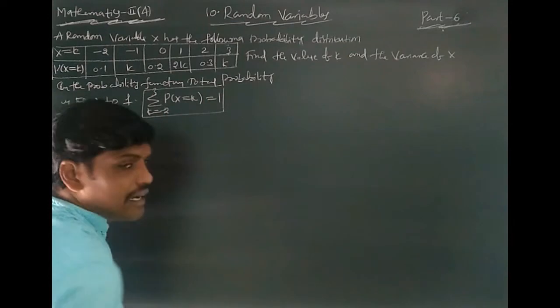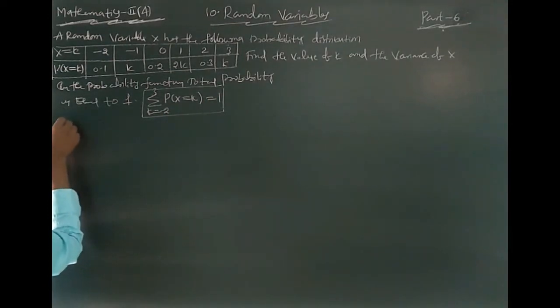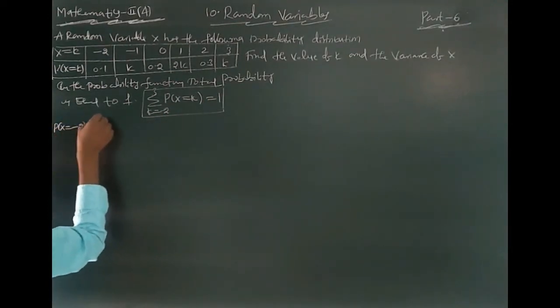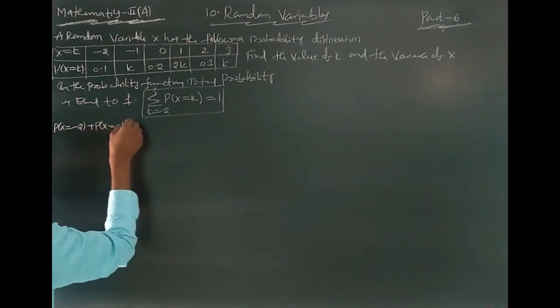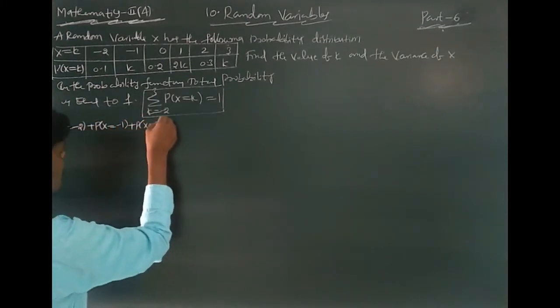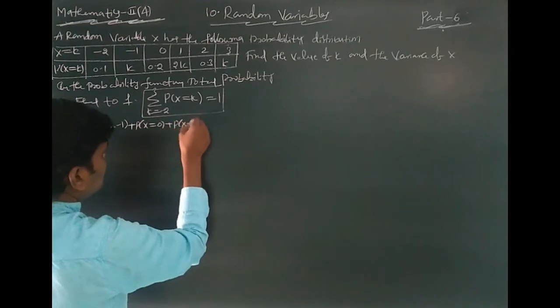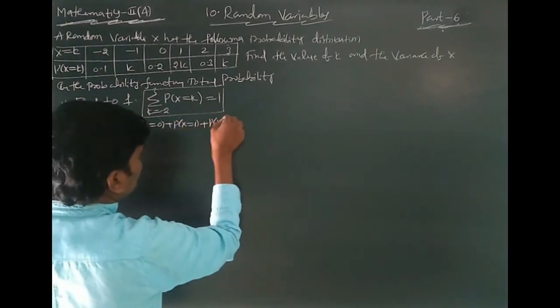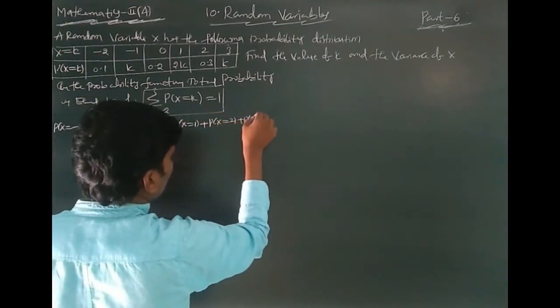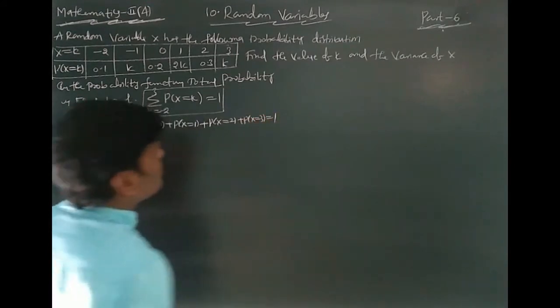You can write all values here, students. P of x is equal to minus 2, P of x is equal to minus 1, P of x is equal to 0, P of x is equal to 1, P of x is equal to 2, P of x is equal to 3, is equal to 1.